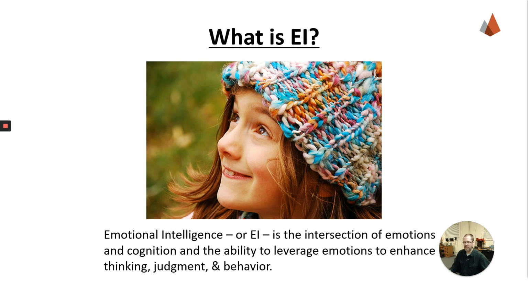So first thing we want to do is look at what is EI, what is emotional intelligence, and you see it there in front of you. Emotional intelligence is the intersection of emotions and cognitions and the ability to leverage emotions to enhance thinking, judgment, and behavior. So when we say intersection, we really mean when the emotions and cognition work together in some relationship in some way. How does that dynamic work?